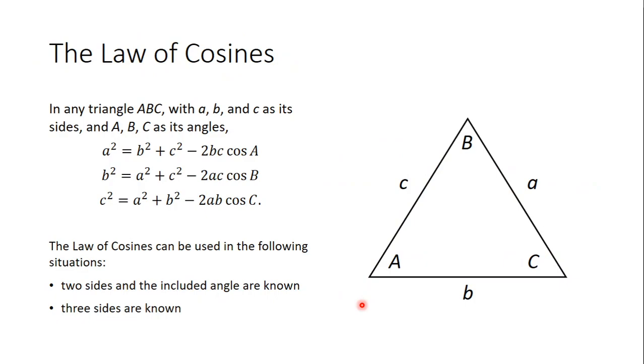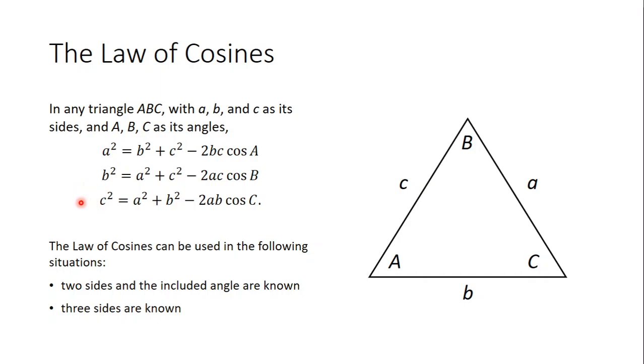Next, the law of cosines. We have the same triangle as with the law of sines: in any triangle ABC with small letters a, b, c as its sides and big letters A, B, C as its angles.